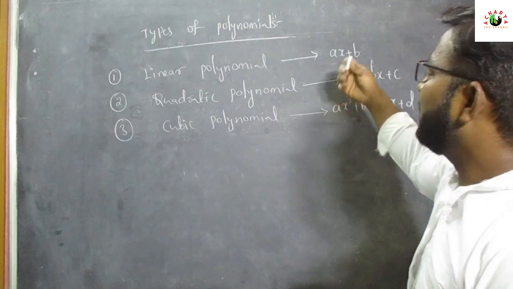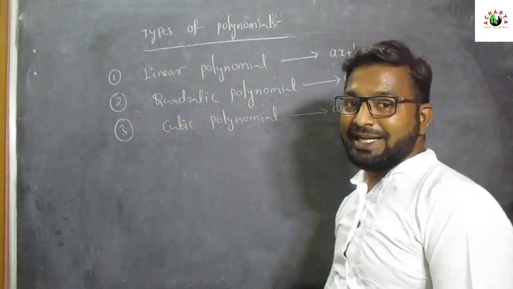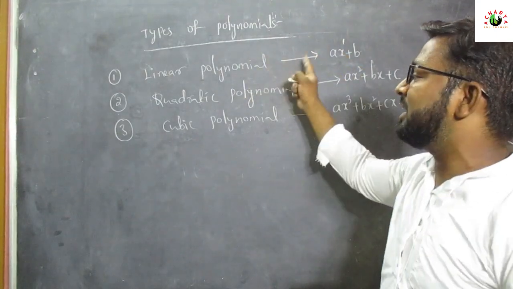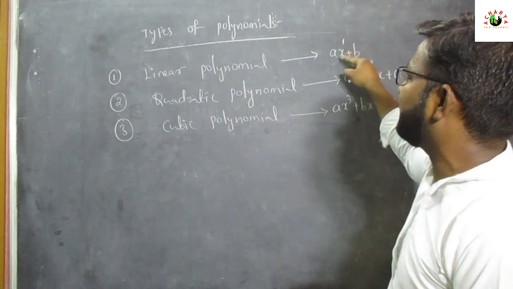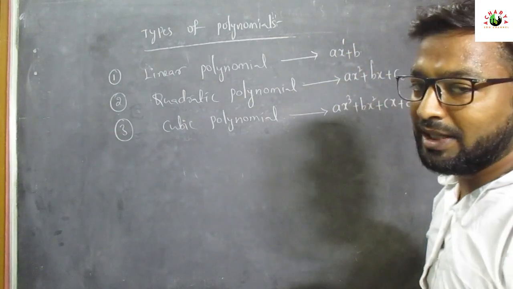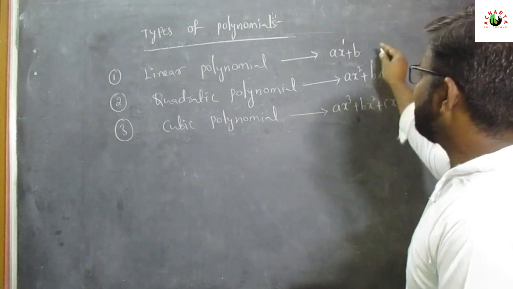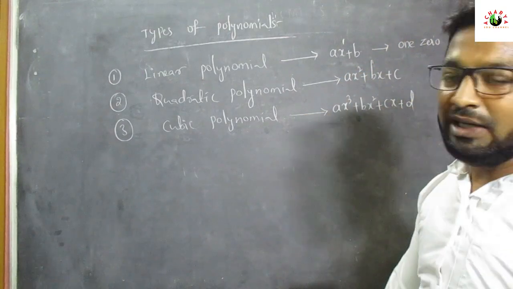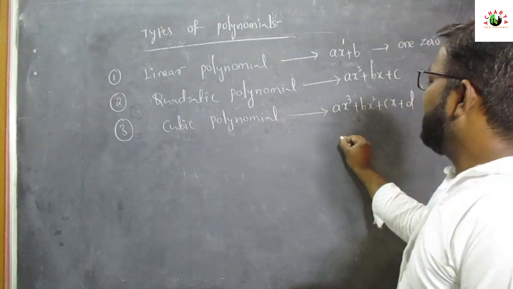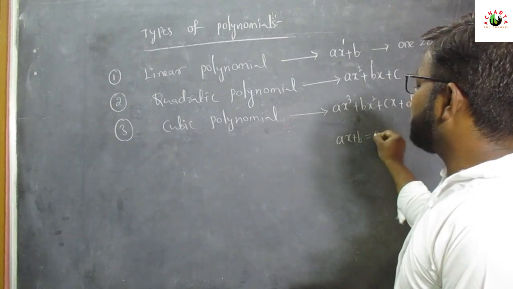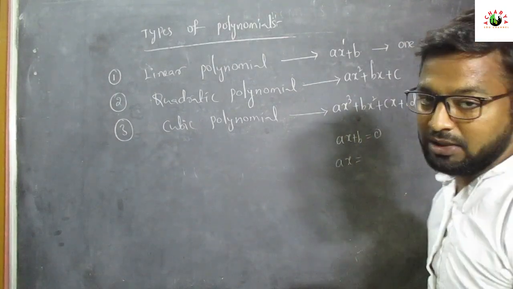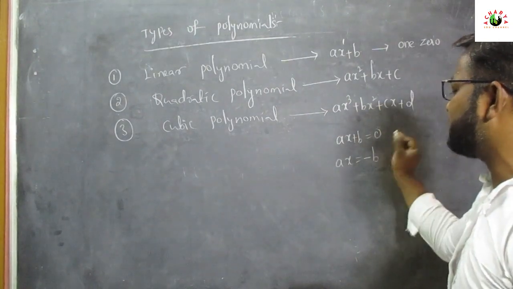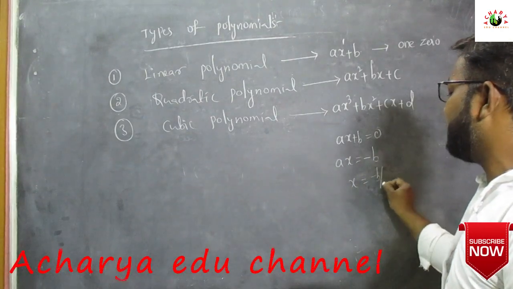Now, what is the degree of a linear polynomial? The degree of a linear polynomial is 1. Why? Because in a linear polynomial, the highest power of the variable is 1. That's why it has only one zero. That zero is found as follows: if ax plus b equals 0, then ax is equal to, by the transposing method, b is sent to the right side and becomes minus b. Then x is equal to minus b by a.